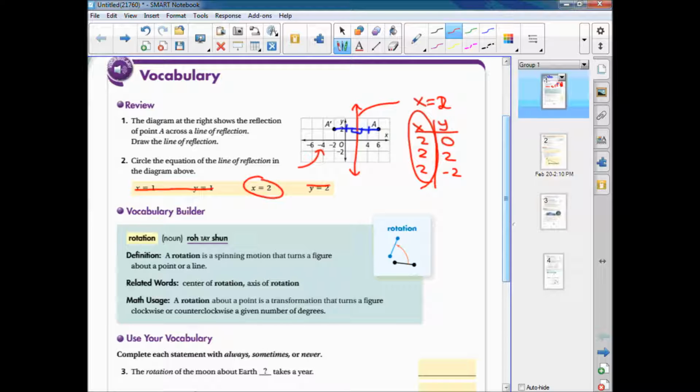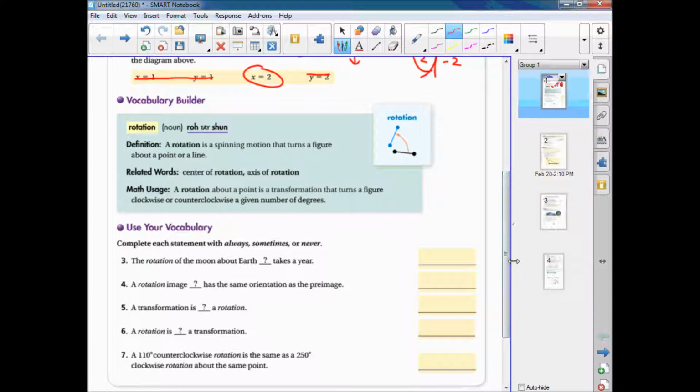All right, vocabulary builder: rotation. A rotation is a spinning motion that turns the figure around a particular point. The center of rotation and the axis of rotation are some related words. The center of rotation is the point we're going to spin it around, and the axis of rotation is like that thing we're spinning.